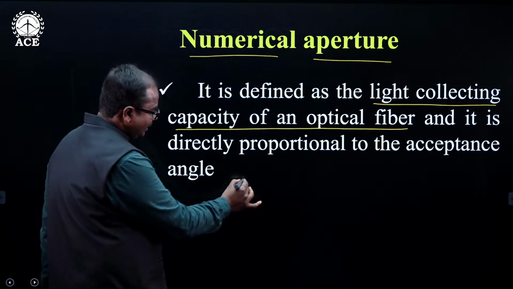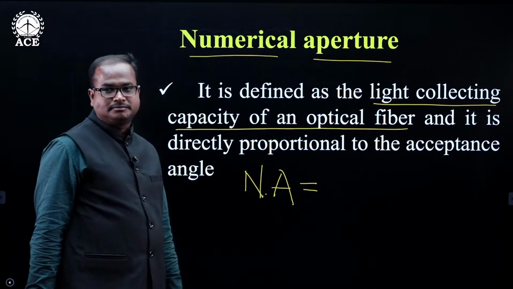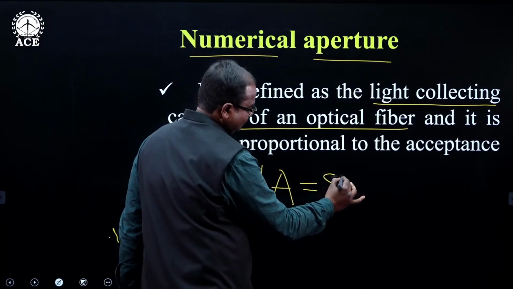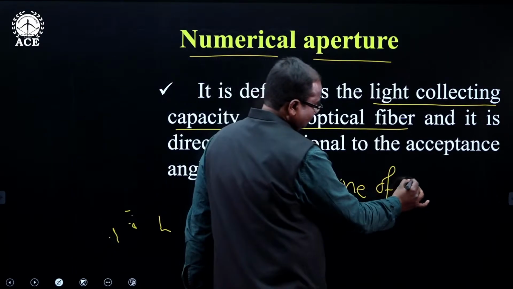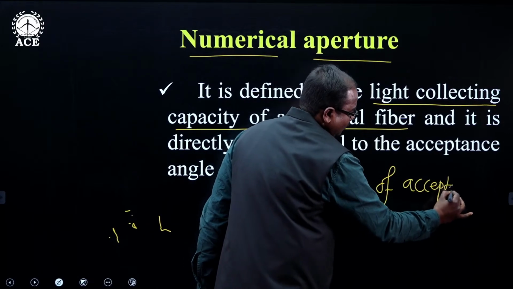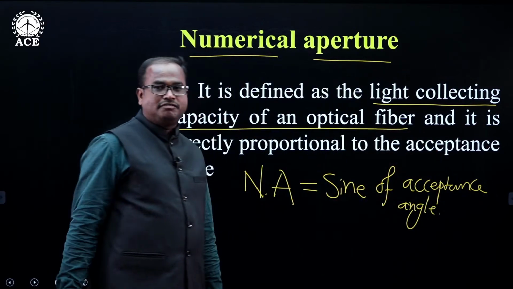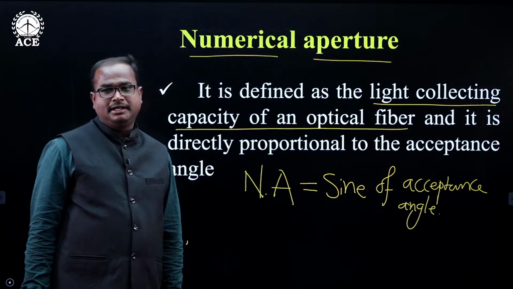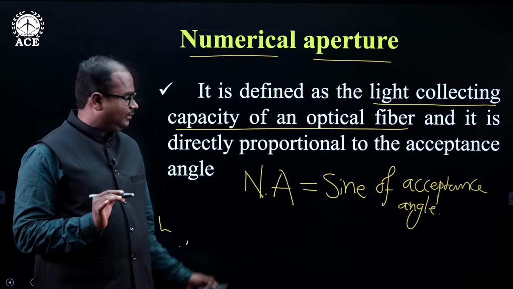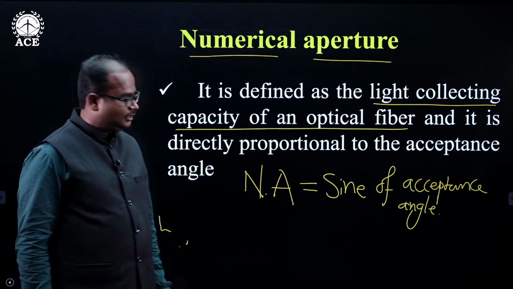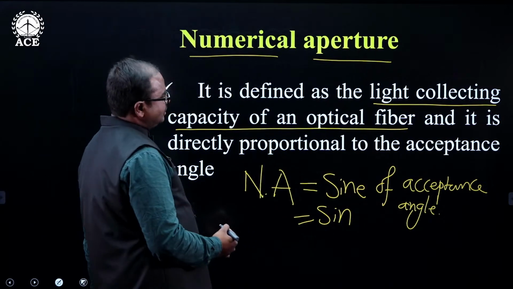Let us see. Numerical aperture, I am just writing it as NA. Numerical aperture is equal to sine of acceptance angle. Okay, sine of acceptance angle is numerical aperture. That means if you know the acceptance angle, when you apply sine to that angle, you will straight away get the numerical aperture. So what is the expression for acceptance angle?